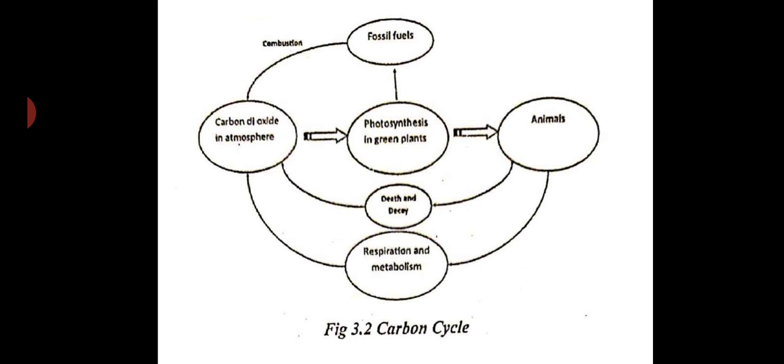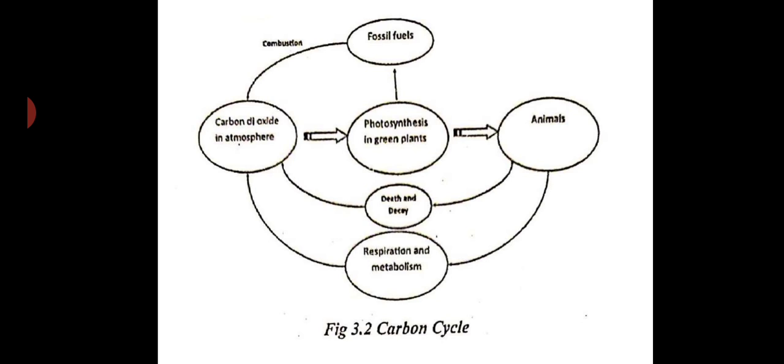Now, in this diagram you can see at the top you have fossil fuels. These fossil fuels, as you know, come from plants and trees which were underground under a lot of heat and pressure over millions of years, and they got converted into fossil fuels like coal, oil and gas.